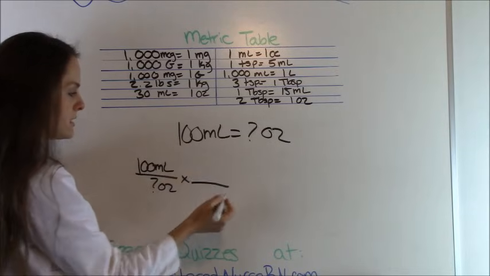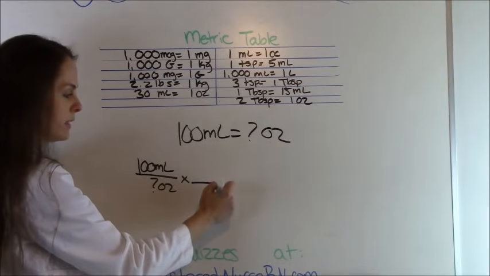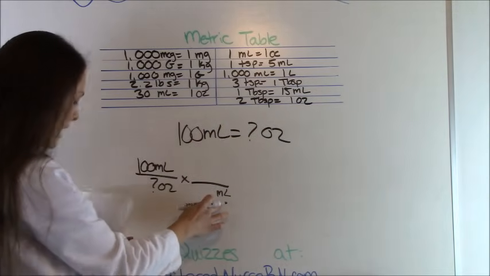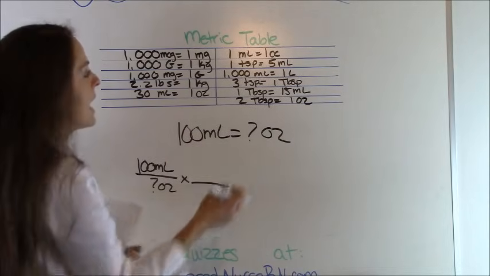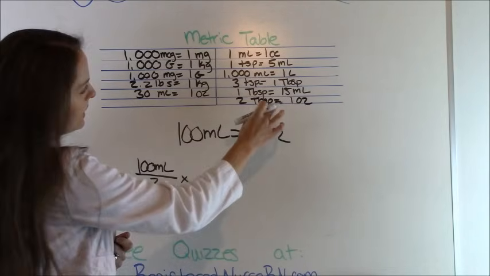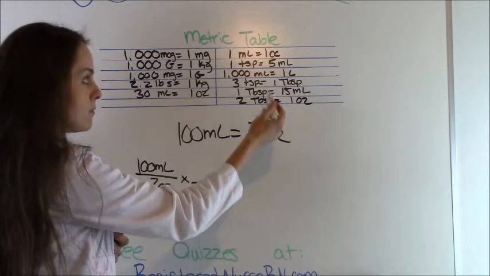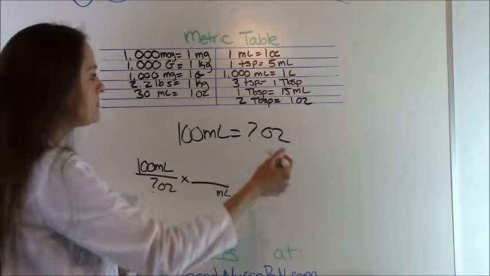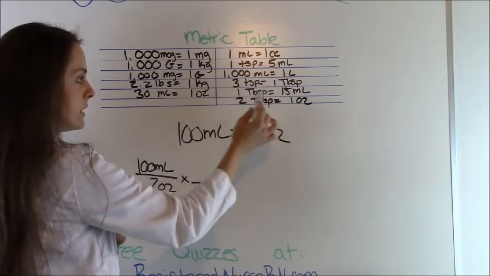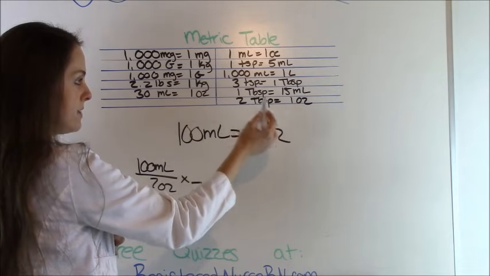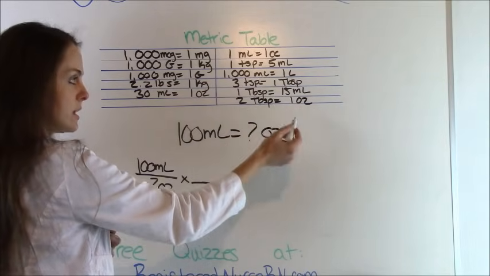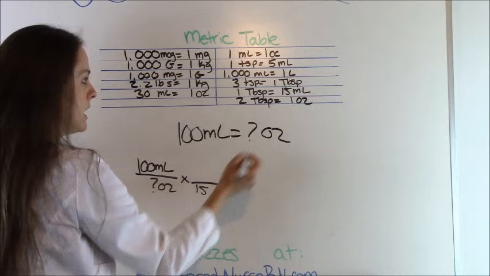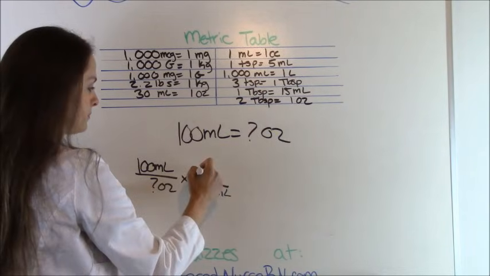With dimensional analysis, again, we work diagonally, so we're going to move milliliters over here, and we're going to refer to our metric table. How can we get from milliliters to ounces? So we see up here, there's really not 1 milliliter equals so many ounces. So this is probably going to be a multiple step problem. So it says that 15 milliliters equals 1 tablespoon. And then 2 tablespoons equals 1 ounce. So what we'll do is we'll start out with milliliters. So we'll write 15 milliliters equals 1 tablespoon.